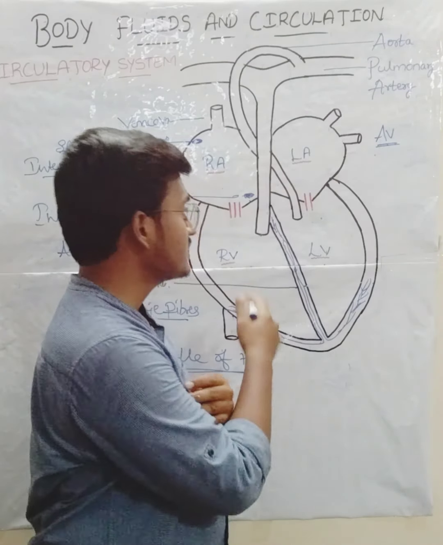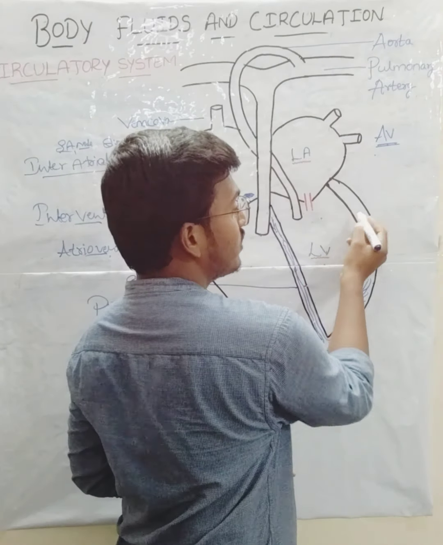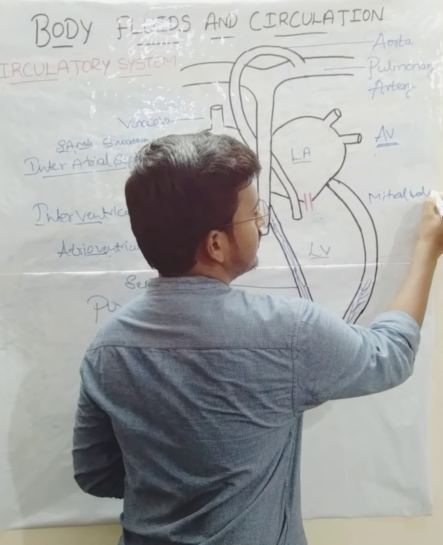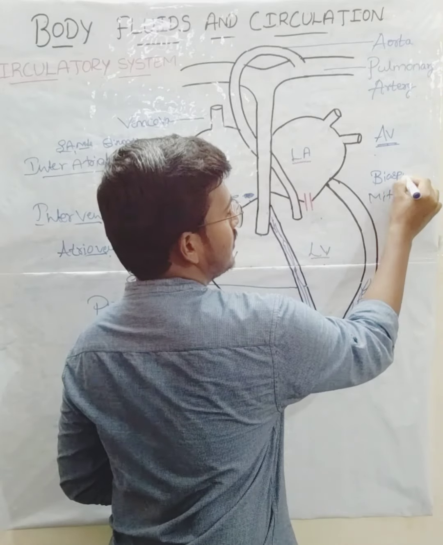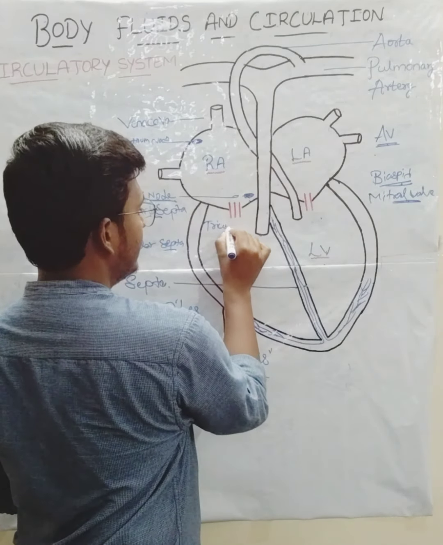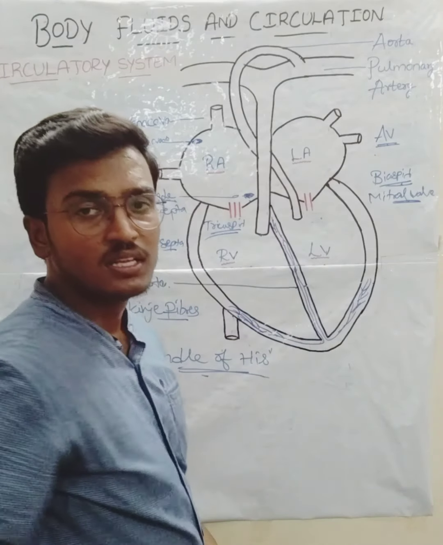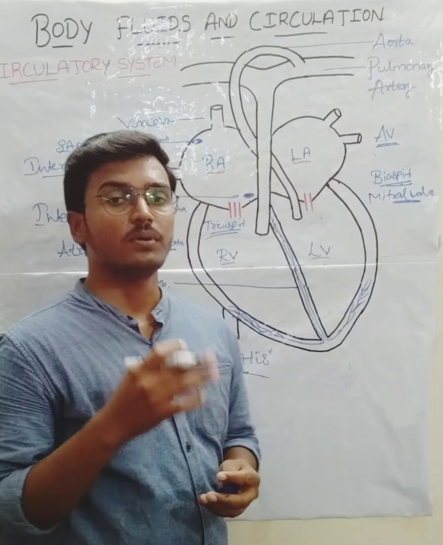Between the auricles and the ventricles the atrioventricular septa is also present, and there is a bicuspid valve, which you can also call the mitral valve. This is the bicuspid. Most important, this is the tricuspid valve. And there are Purkinje fibers, together known as the bundle of His. This is about some parts of the heart.